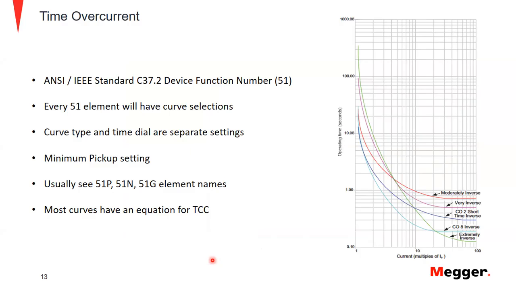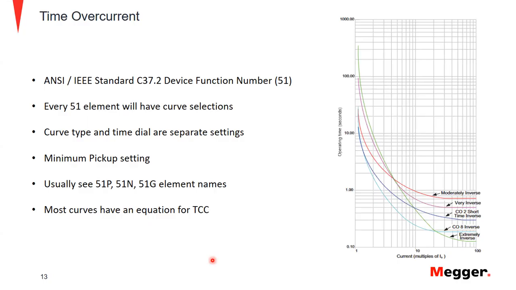So, the time over current. A little bit about time over current is that the ANSI IEEE device number will be the 51 element. So every time that you see a 51 from here on out, we're going to be referring to time over current. Every time, the 51 element will have curve selections. So we have multiple curve selections inside of the relays themselves, a wide selectable range, and we'll talk a little bit about the different inverse times.